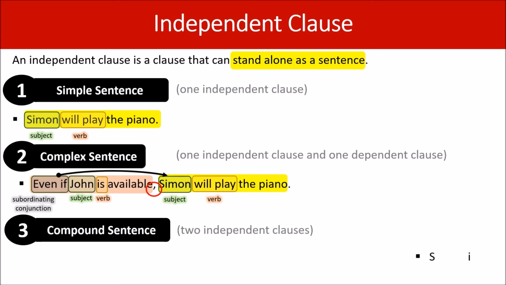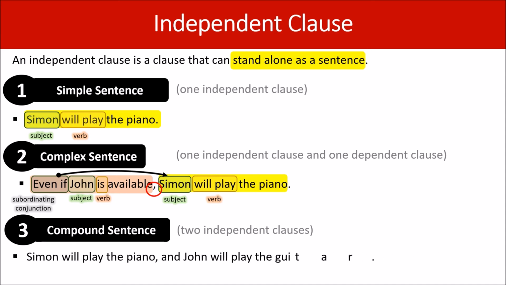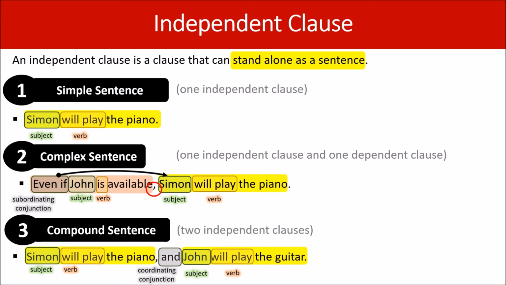Here is our compound sentence. Simon will play the piano and John will play the guitar. Simon is our subject, will play is our verb. In our second independent clause, John is our subject and will play is our verb. Remember, this is our coordinating conjunction. And look, there is a comma. It is a normal practice to use a comma before the coordinating conjunction that joins two independent clauses. So, the reason why you need to know about independent clauses and dependent clauses is because it'll help you with comma placement.